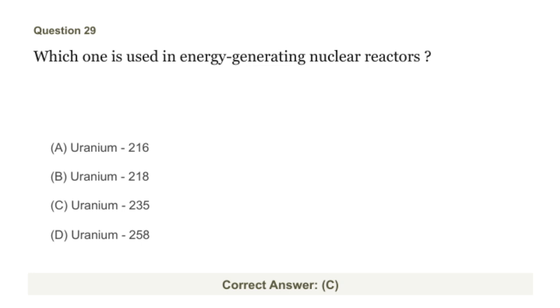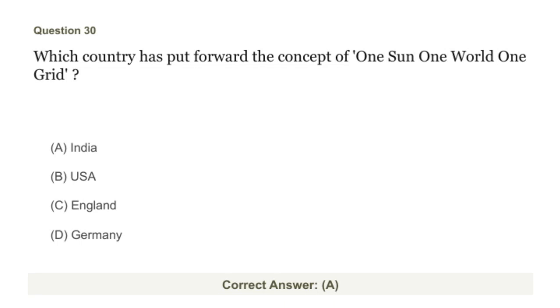The correct answer here is India. So when we talk about the concept of one sun, one world, one grid, India is the country that has put forward this innovative idea. This concept is really about creating a global solar power grid that links solar energy resources across the world. The idea is to harness the sun's power more efficiently by connecting different regions, allowing us to share solar energy across borders. It's a bold step towards sustainable energy and reducing our reliance on fossil fuels.